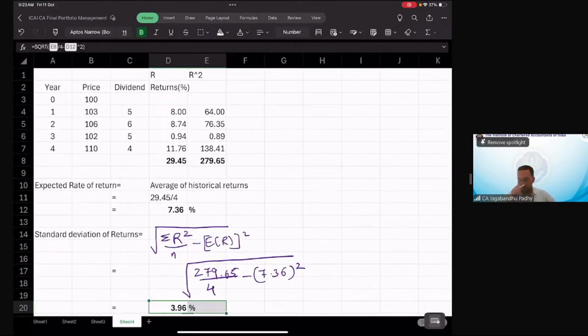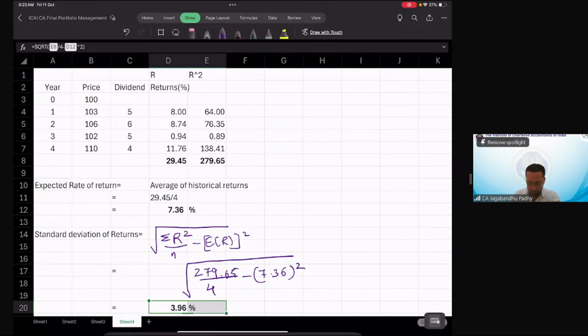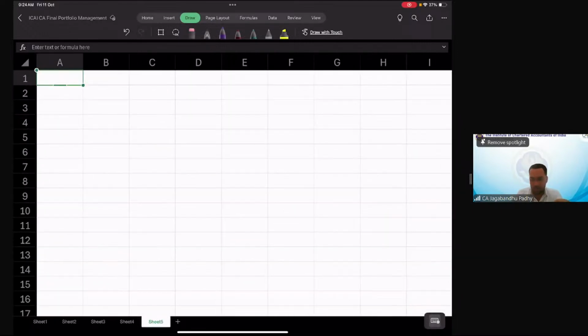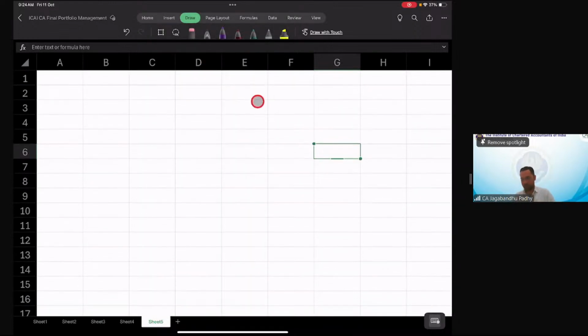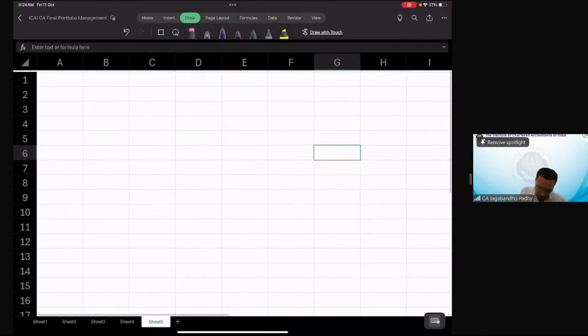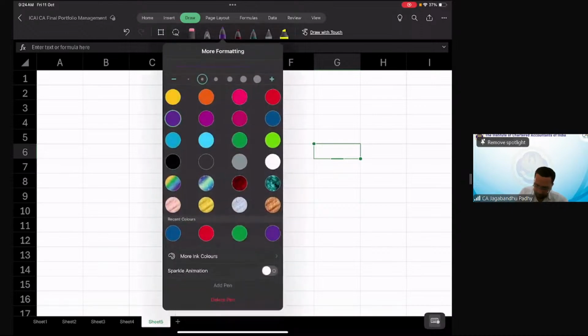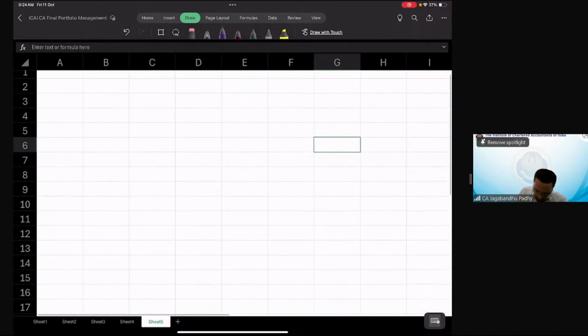To summarize, I can say the expected return of a security, if we are having historical data, if it is to be computed, the expected return will be, I don't know what's the problem with this, guys.